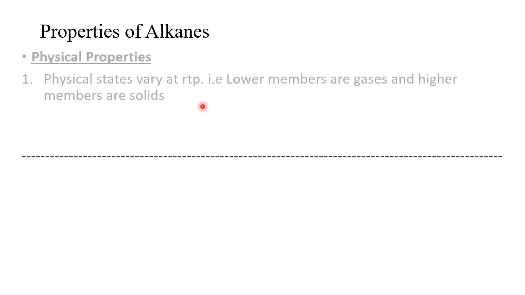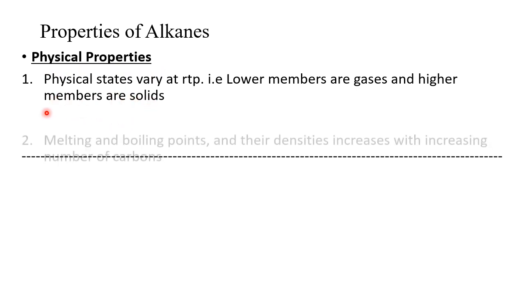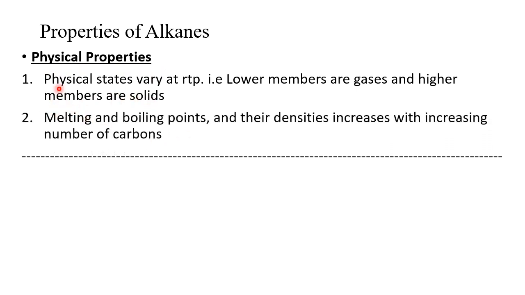alkanes. Okay, then let's look at some of the properties of alkanes. So the properties of alkanes are, we have physical properties, and we also have chemical properties. So under physical properties, the first thing is that, remember, like we had looked at in video 1, we looked at properties of homologous families.